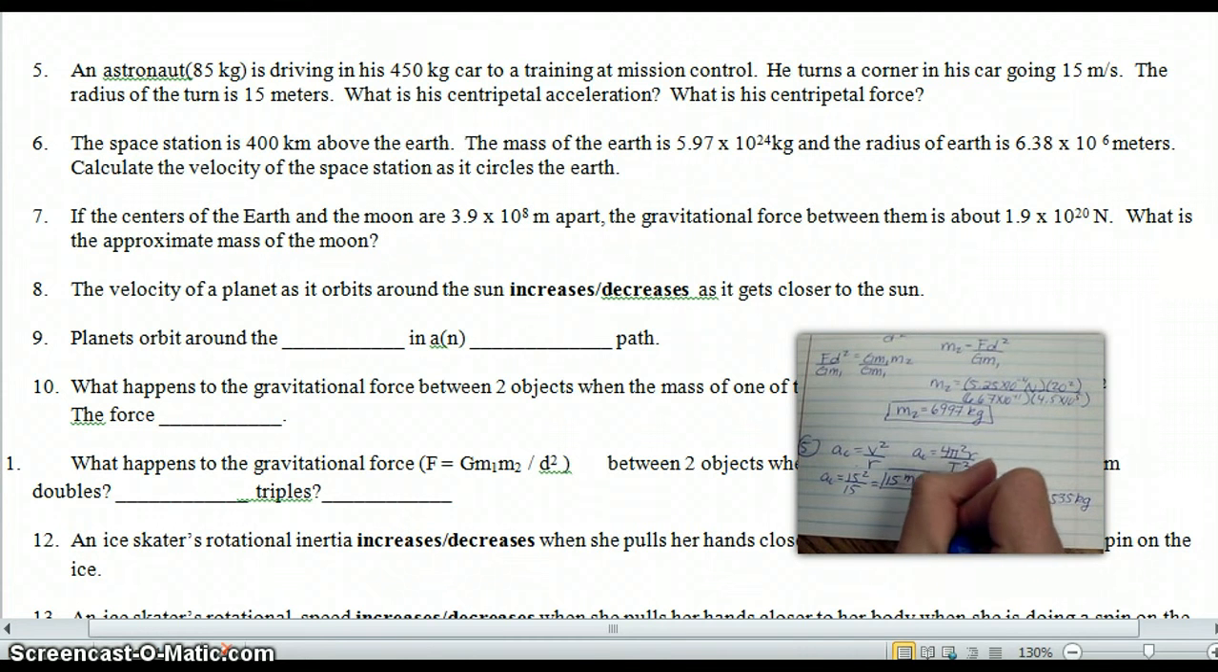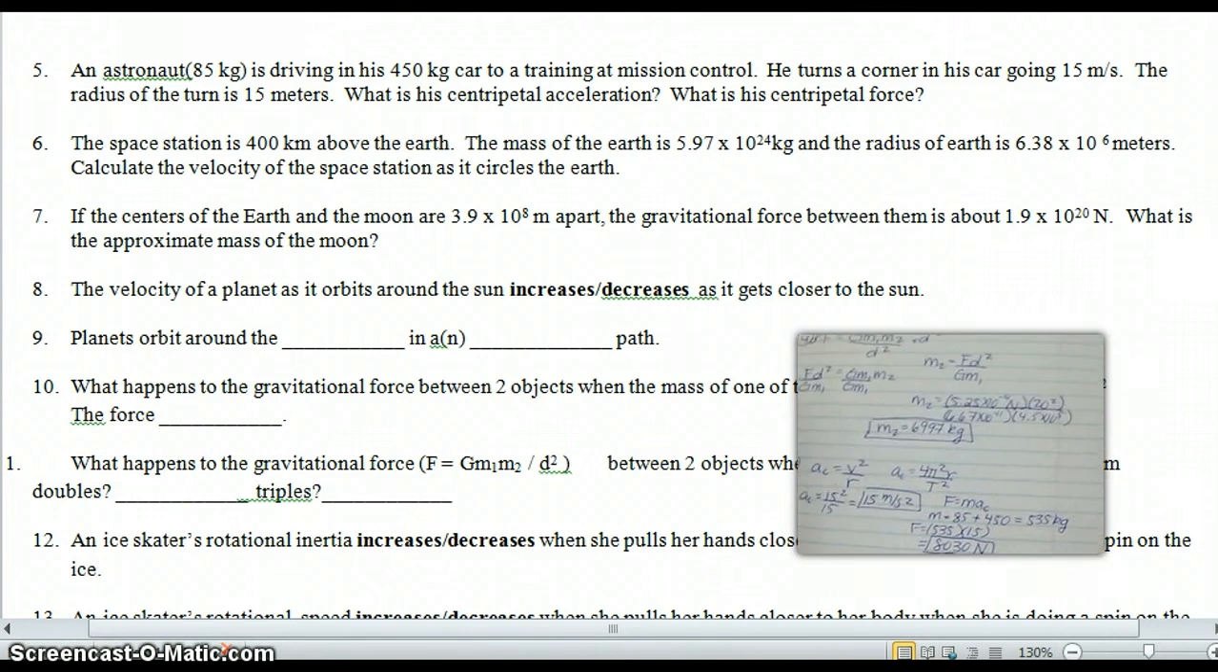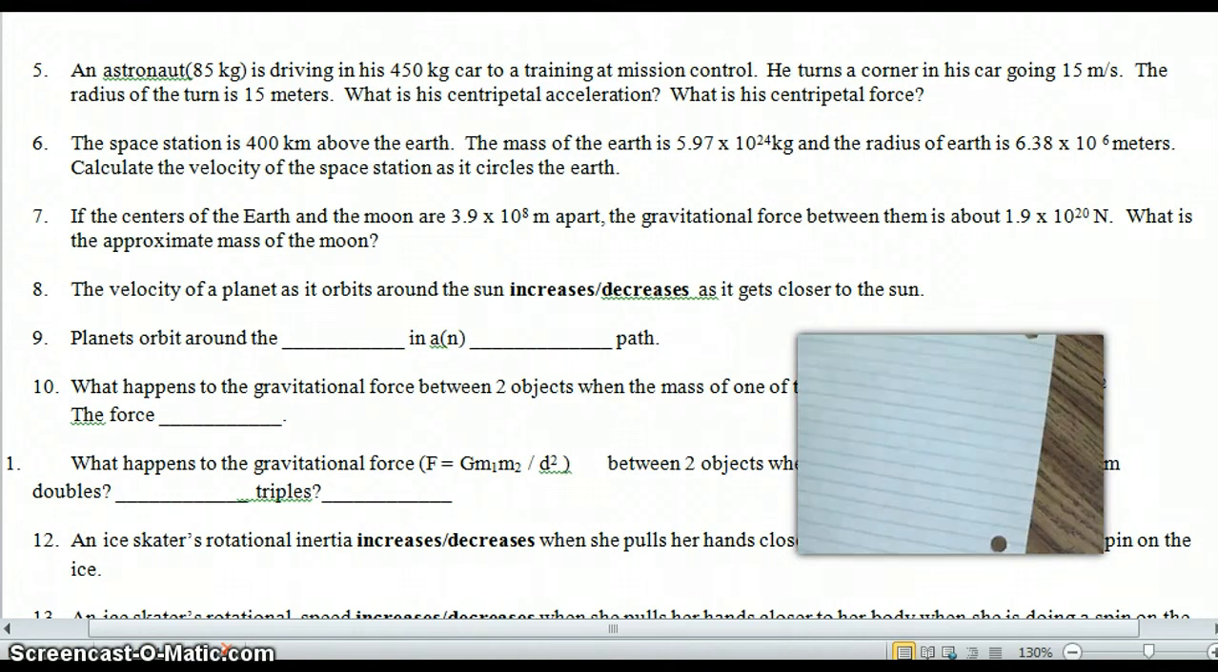And so we plug that into our equation, 535 times 15, and we get a force of 8,030 newtons. So that was the answer to number 5. Let's move on to number 6.